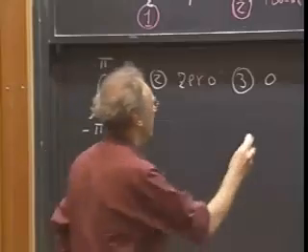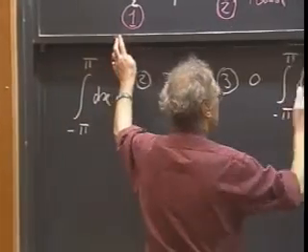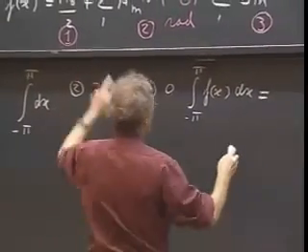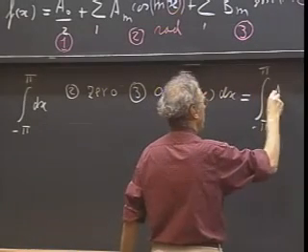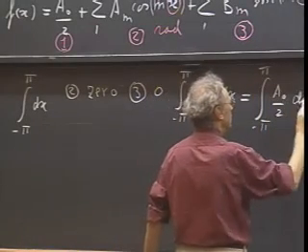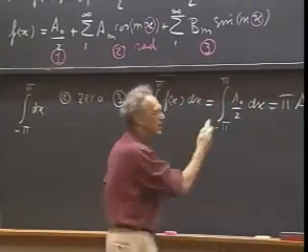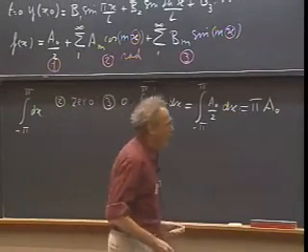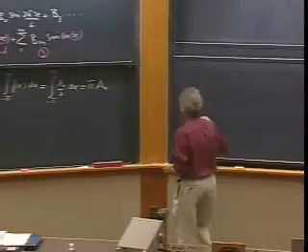And so what you're left with is then that the integral from minus pi to plus pi of f(x) dx is then the integral from minus pi to plus pi of a0 divided by 2 dx. And that is pi times a0. That's immediately obvious. So we now already have our first way of calculating a0.